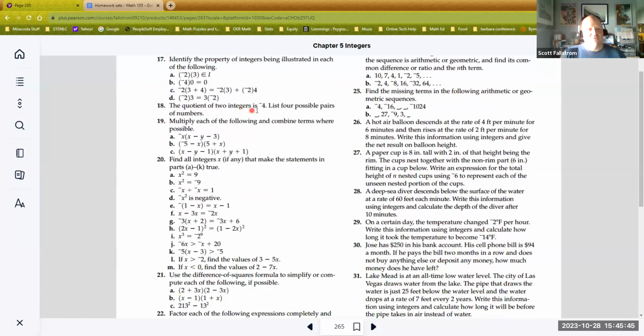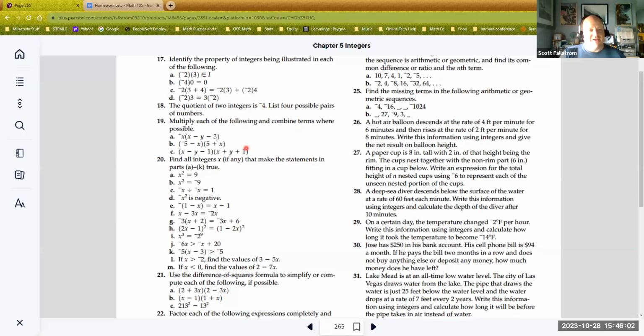The quotient of two integers is -4. Find 4 possible pairs of numbers. Oh, there's actually infinitely many pairs of numbers for this question. I just want you to find 4 different ones where you would divide them and end up with -4 as a result. Let's see here.